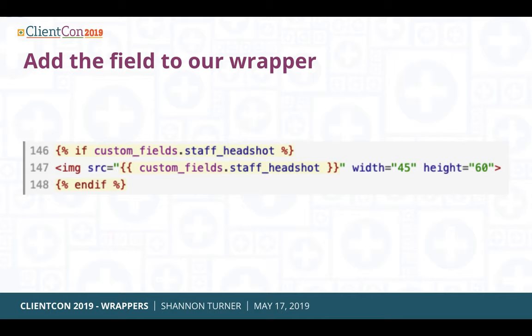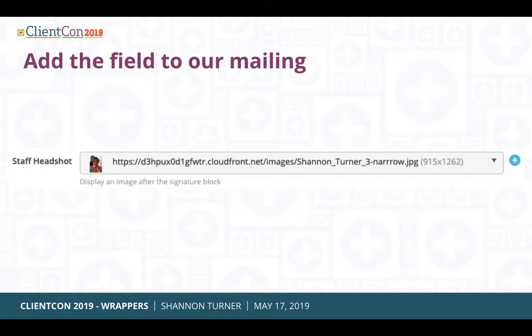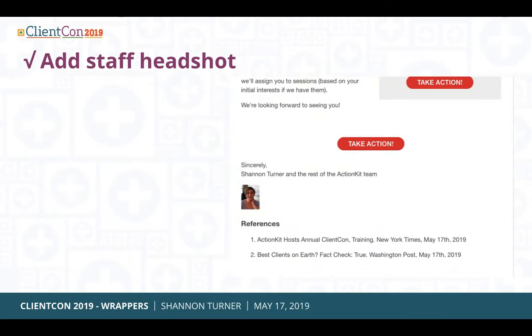Just putting the contents of the custom field isn't enough though, because if I want this image to show up, I need to wrap it in an HTML image tag. I'm also setting the width and the height, so here's an important piece. I'm only showing this image if I've defined a staff headshot. Otherwise, I would see a broken image link, and I certainly don't want that. So now, once I've made sure that I'm using the correct mailing wrapper, the one I just edited, I'm going to add the custom mailing field, staff headshot, and then choose my image. And that's how it's done.